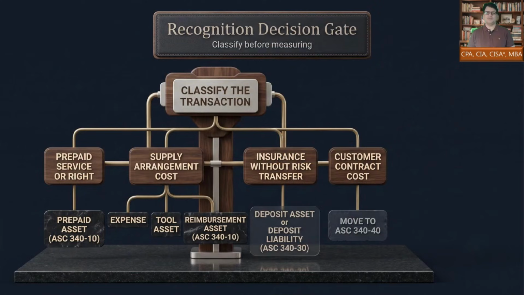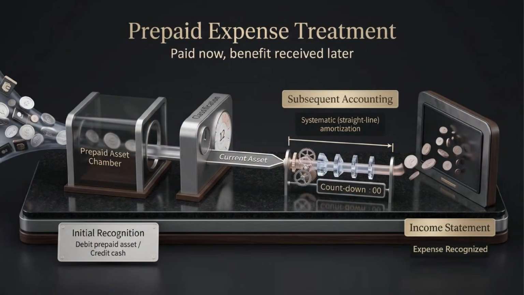Before measuring anything, classify the transaction. This is the most important practical step. If the item is a prepaid service or right, it may become a prepaid asset under ASC 340-10. If it is a supply arrangement cost, the answer may be expense, a tooling asset, or a reimbursement asset. If it is insurance without risk transfer, the answer may be a deposit asset or deposit liability under ASC 340-30. If it is a customer contract cost, we move to ASC 340-40. Wrong classification leads to wrong measurement, and wrong measurement leads to a financial statement that may look neat but is technically wrong.